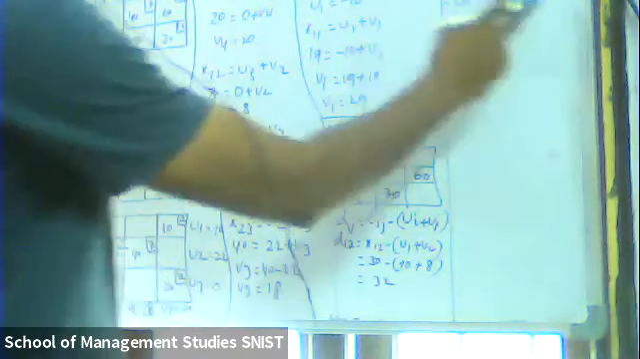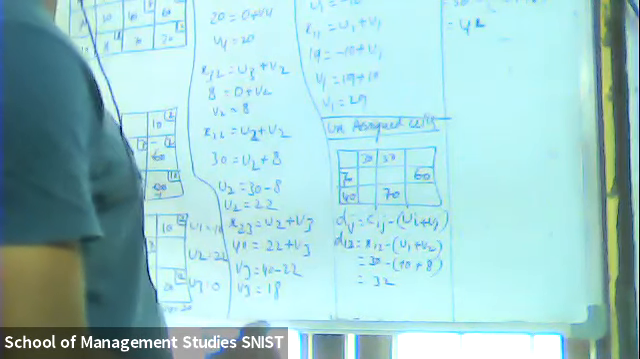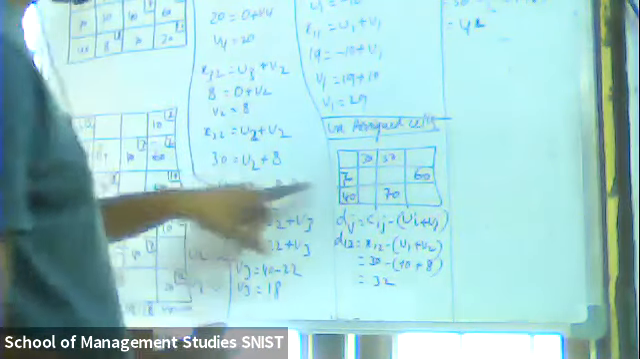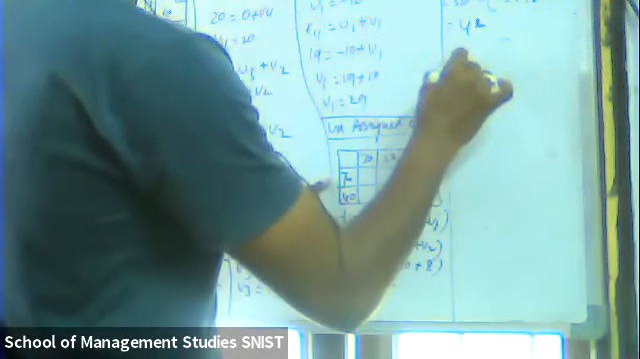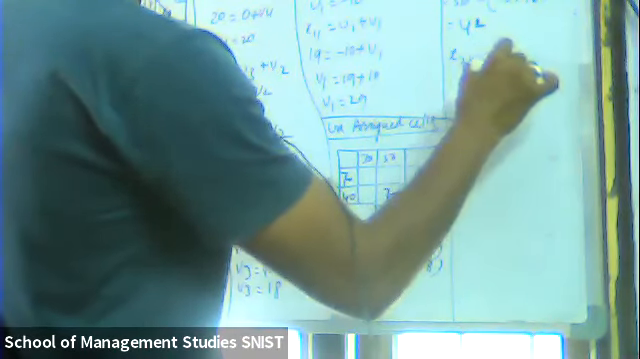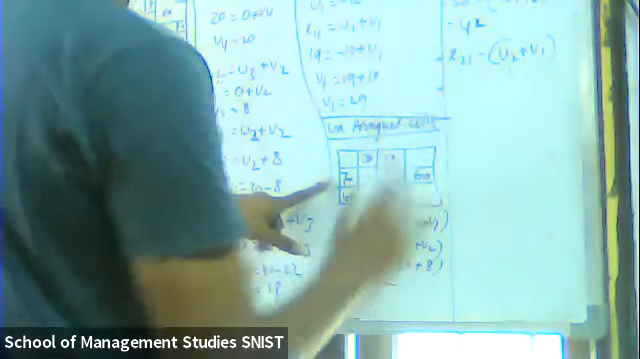Okay, minus into plus, it becomes minus. So 8. So 50 minus 8, 42. Now next, this one. Any one of you can please tell me? D21, sir. Yes, D21. D21 equals X21 minus U2 plus V1. Now 70 minus 22 plus 29.